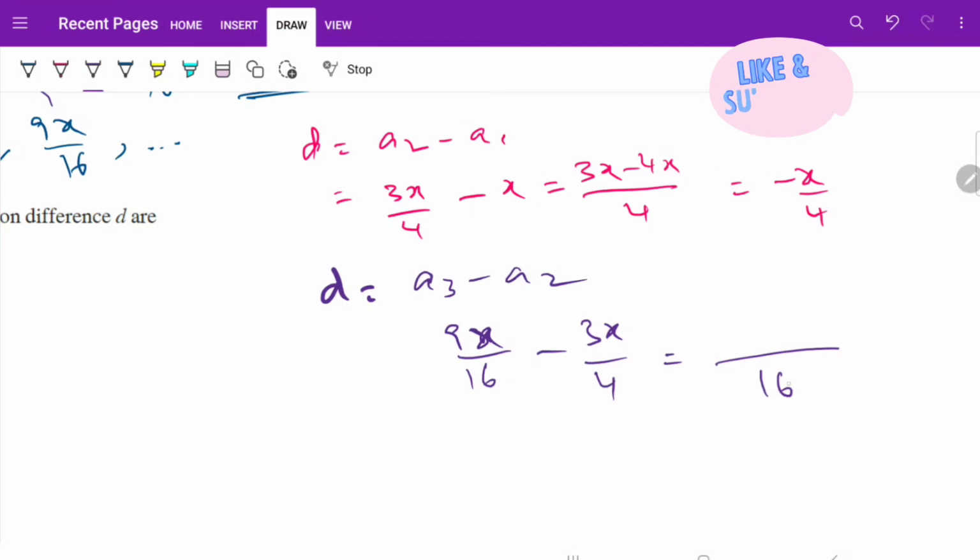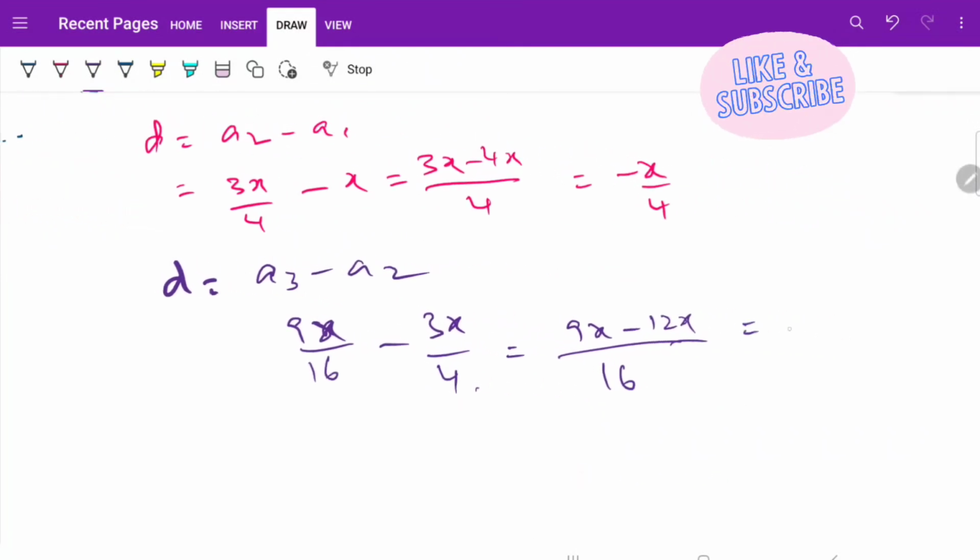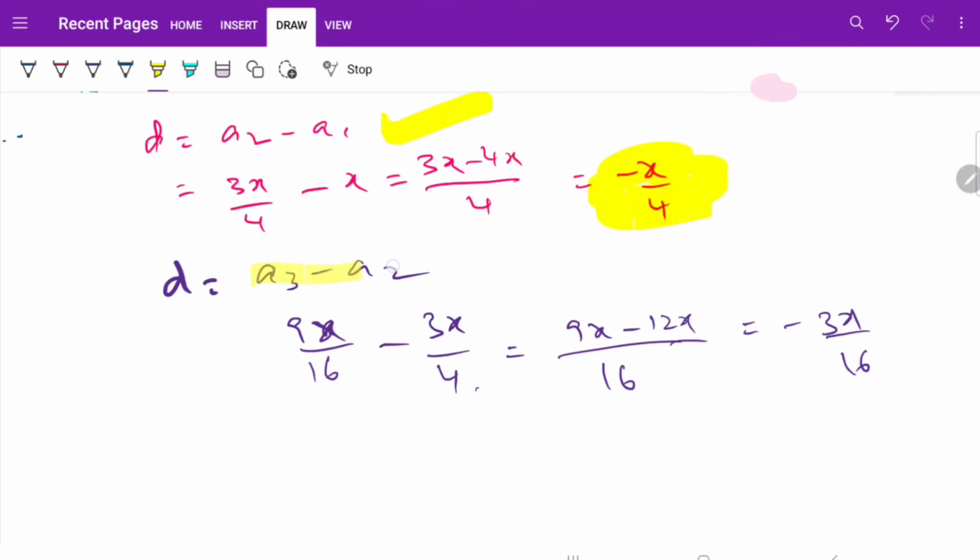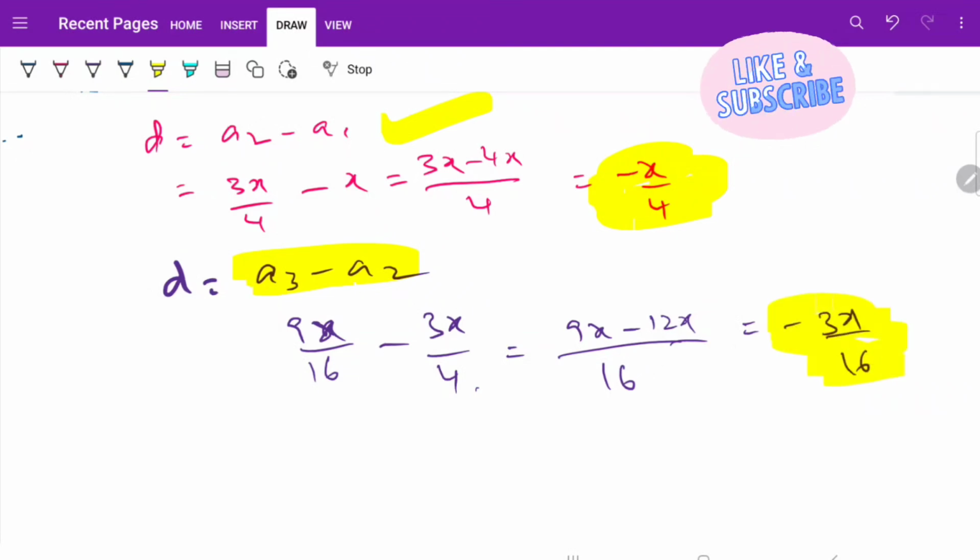16 means 16 one time. 9x you get here. 4 for the 12x, so 12x by 16. So how much is this? Minus 3x by 16. So here now what we can observe: for A2 minus A1 we get minus x by 4. For A3 minus A2 we get minus 3x by 16. Since they are not same, the common difference is not same here.